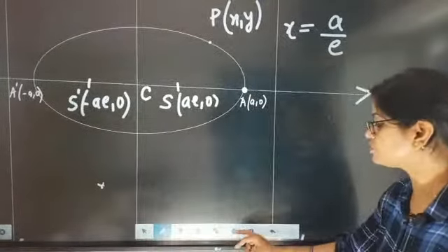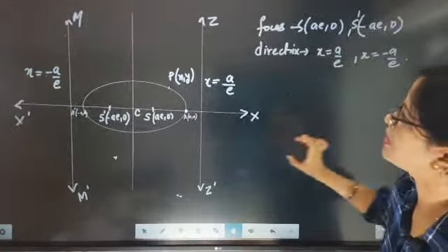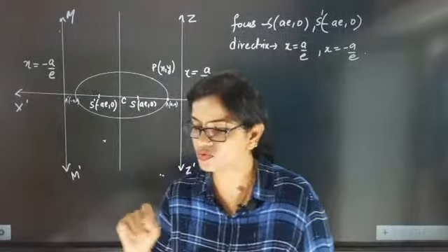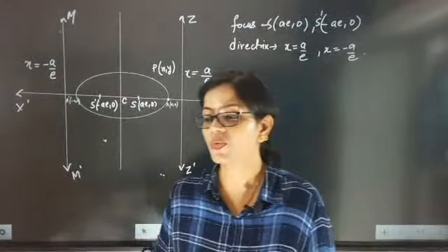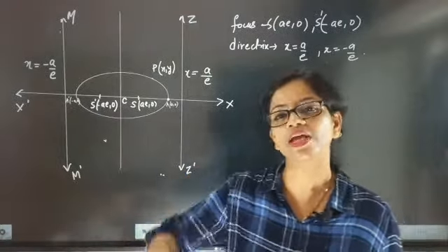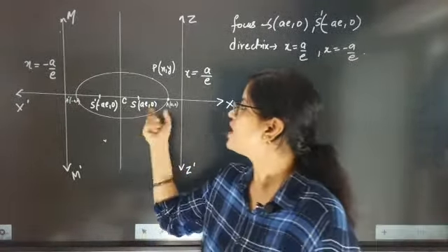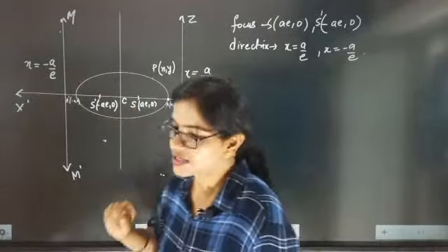If we have to go through the derivation, it will take one full class. So that's why I am not connecting that derivation today. Only the most important connective points I am discussing. So here the directrix equation is coming as x equal to A by E. Focus also we can derive, and focus will come as AE comma 0 and minus AE comma 0.